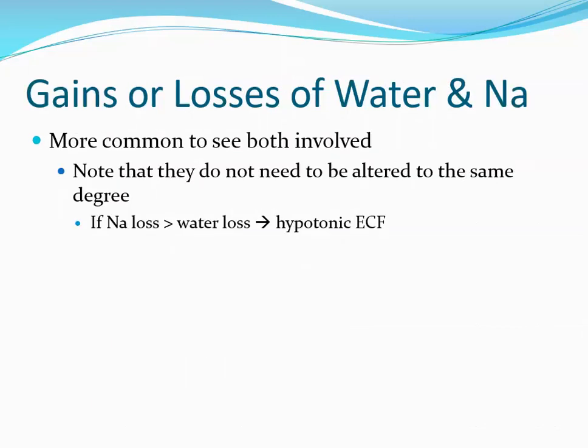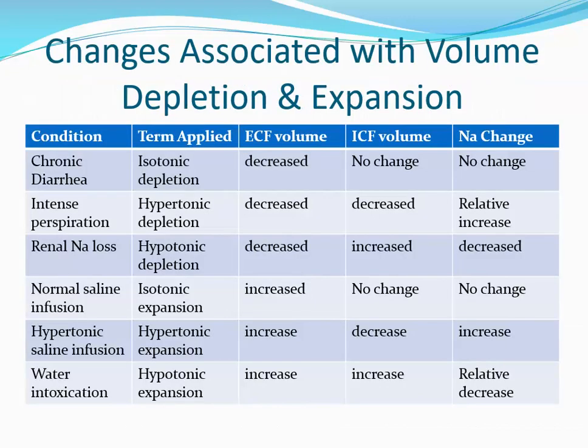More common, it is to see both sodium and water involved, not just one or the other. Note that they don't have to be altered to the same degree. If sodium losses are greater than water losses, this will create a hypotonic ECF. This chart represents various conditions where both sodium and water are lost, and in many times lost or gained, but at many times to different degrees. If you can understand what is happening in this chart, you have a very good understanding of how water and sodium move.